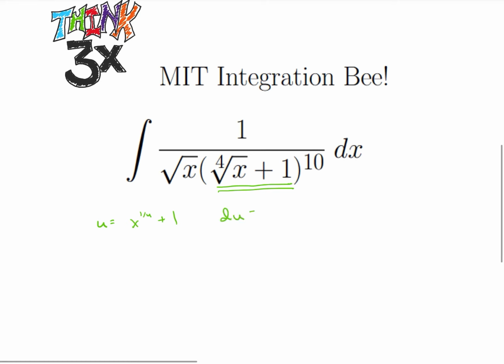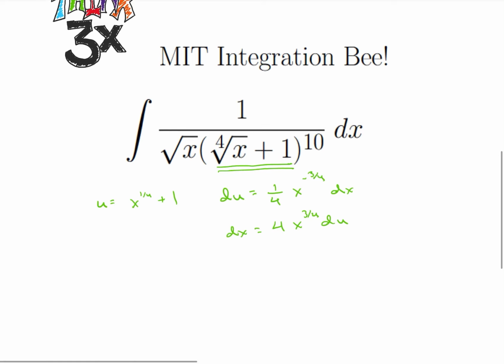That means du is going to be 1/4 x to the negative 3/4 dx. So dx is then going to be equal to 4x to the 3/4 du. Okay, so let's go ahead and plug this in and we'll see what happens here.